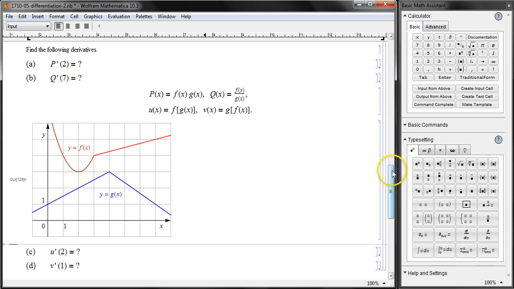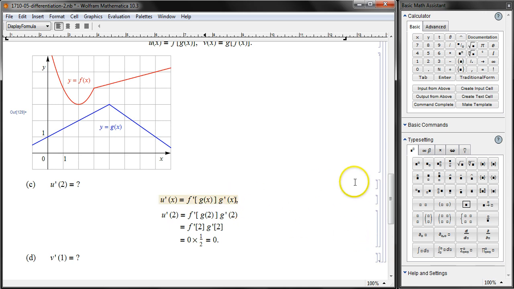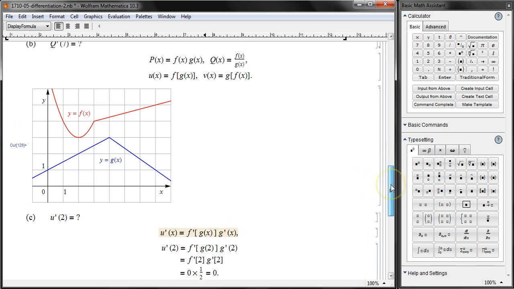This time, a chain rule. U is f of g of x. If you take the derivative you get the chain rule: the derivative of the outer function, inside stay the same, and then the chain part. In short, we have something like this. Let's try to put it in the same viewing window here. F prime of g of x times g prime of x. Chain rule. And then when you do your computation, plug in x equals 2.